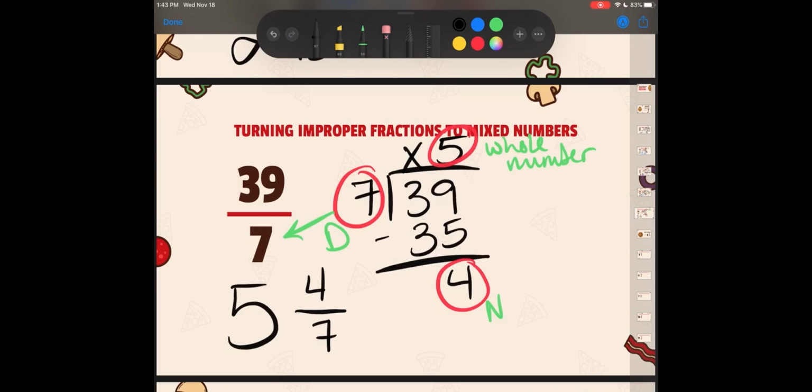Can I simplify 4 sevenths? 4 is only divisible by 2 and 4. 7 is prime, so it can only be divided by 7, right, when we're simplifying. Since they don't share any common factors, it is as simplified as we get. And our final answer is 5 and 4 sevenths.